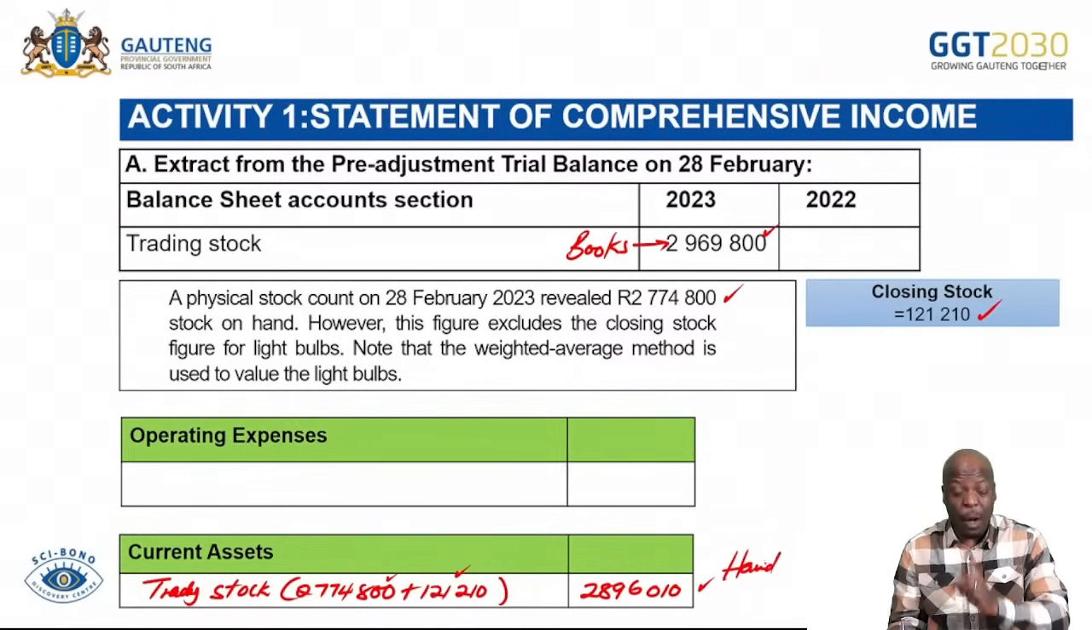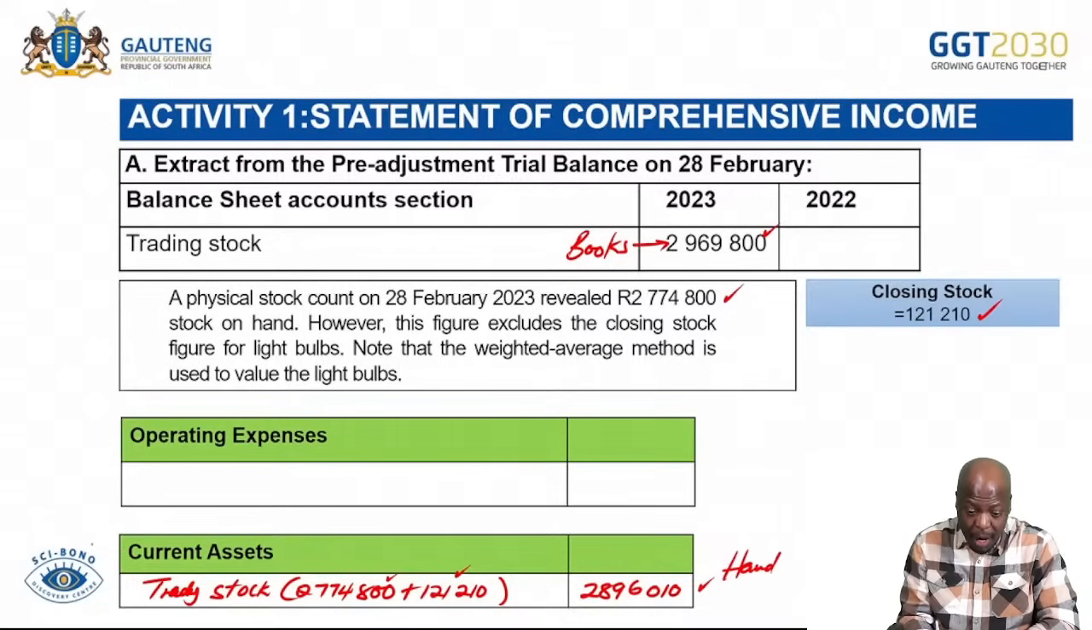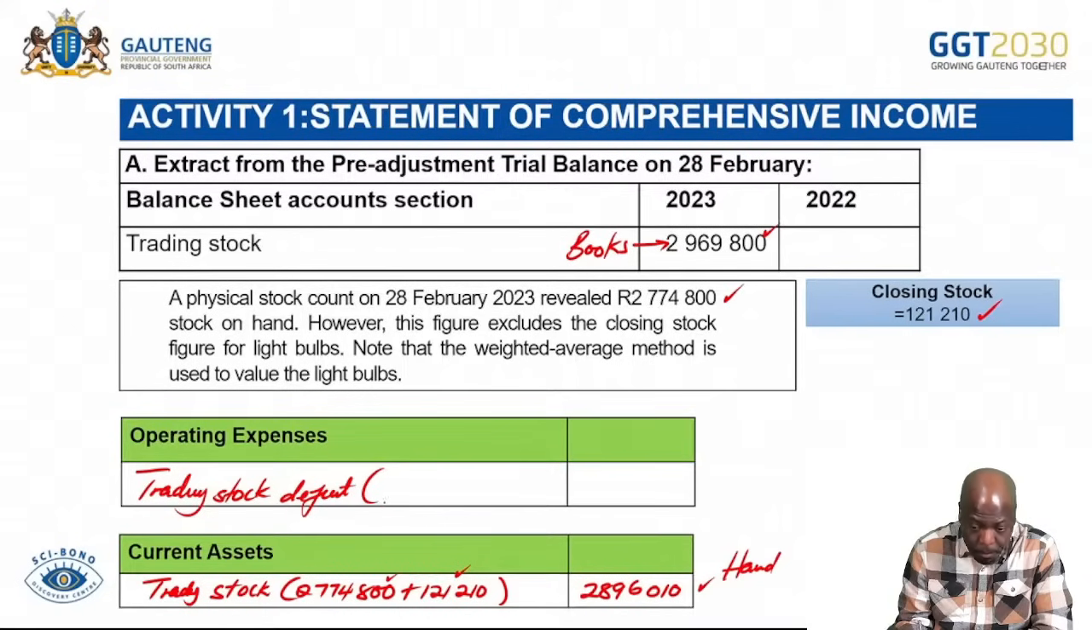On hand, we have 2,896,010. But in the business books, it must be 2,969,800. That simply means we have a trading stock deficit. So we'll come here, then we say trading stock deficit.